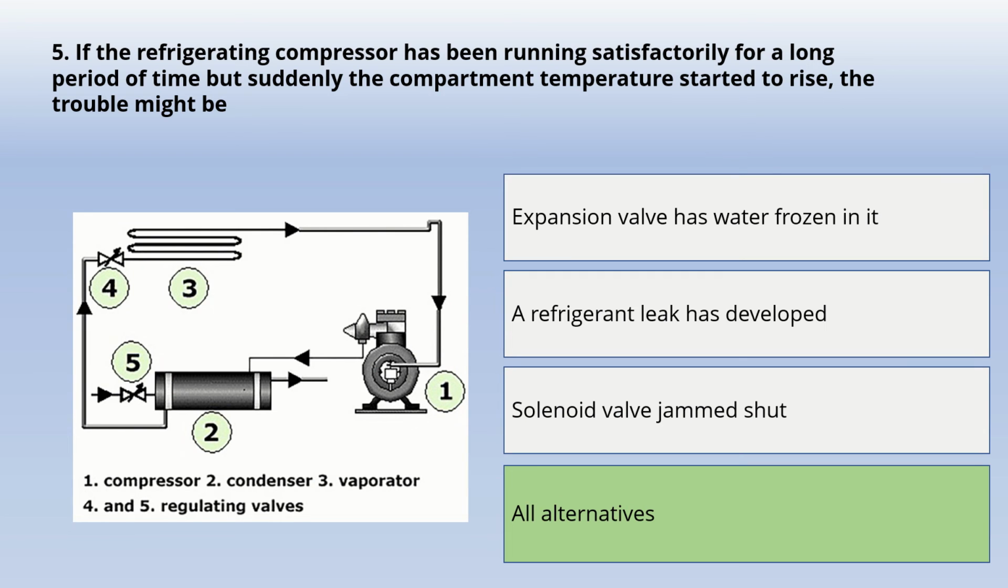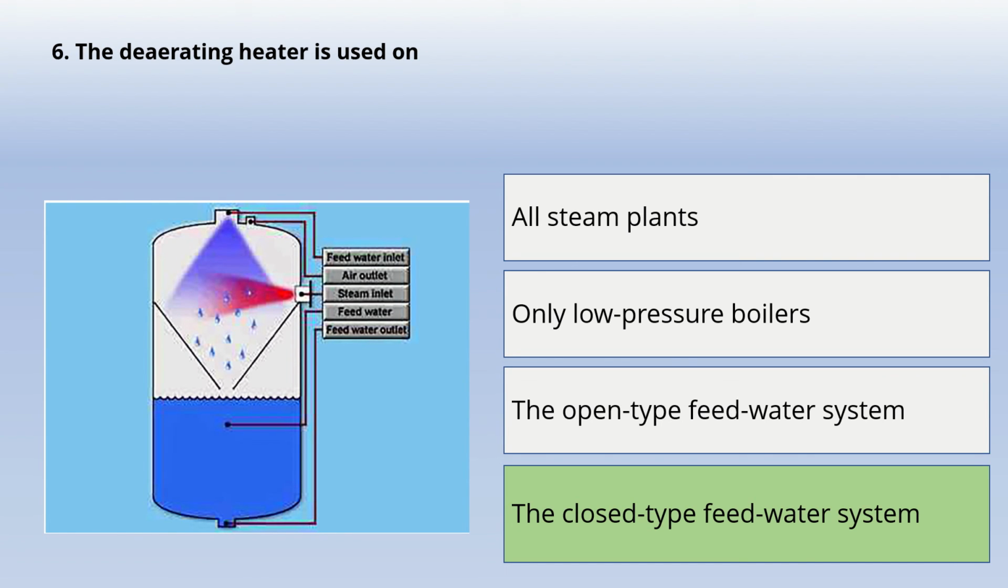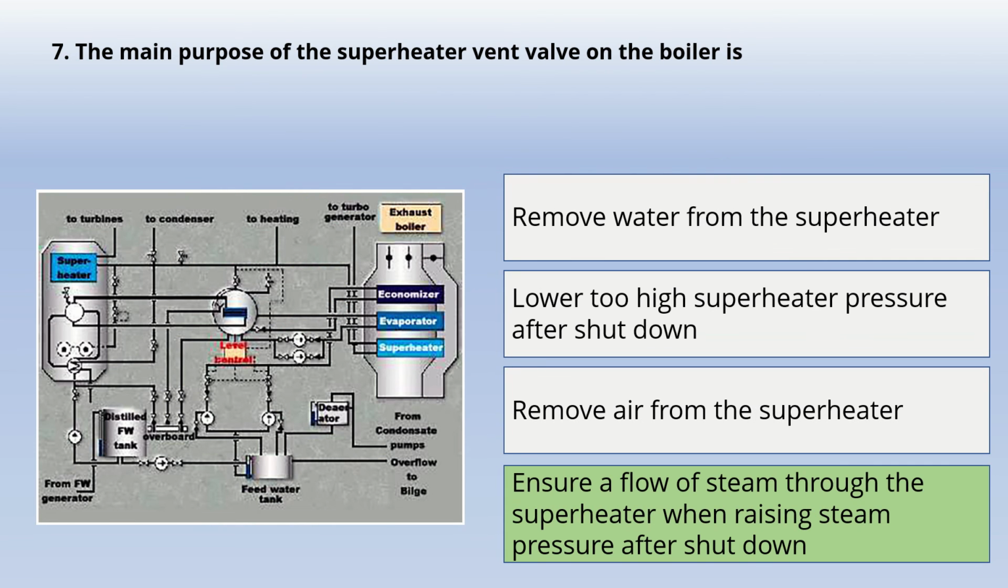If the refrigerant compressor has been running satisfactorily for a long period of time but suddenly the compartment temperature started to rise, the trouble might be expansion valve has water frozen in it, a refrigerant leak has developed, solenoid valve jammed shut. The deaerating heater is used on the closed type feed water system. The main purpose of the superheater vent valve on the boiler is to ensure a flow of steam through the superheater when raising steam pressure after shutdown.